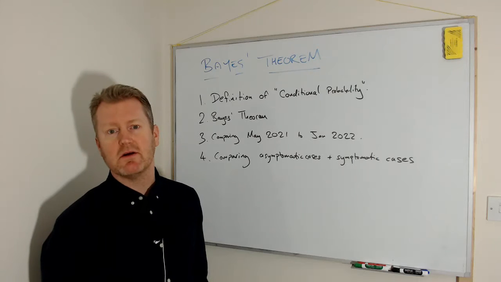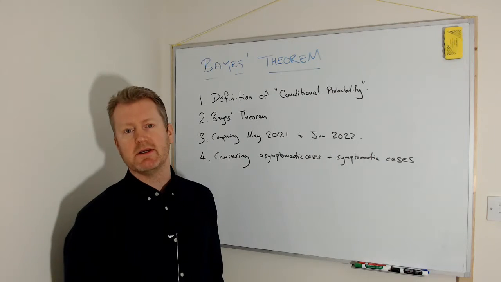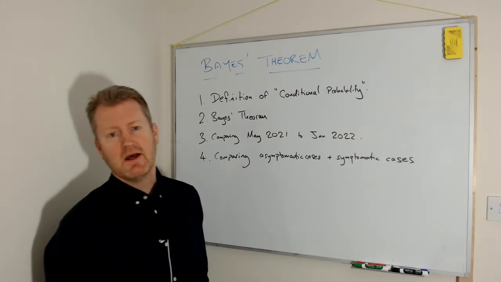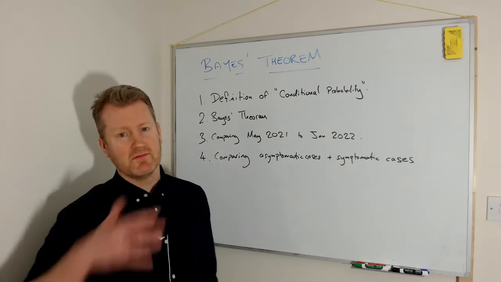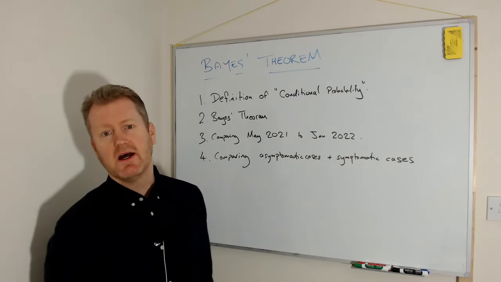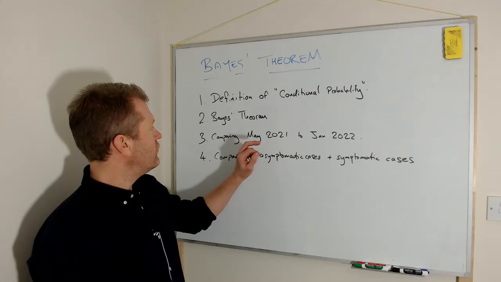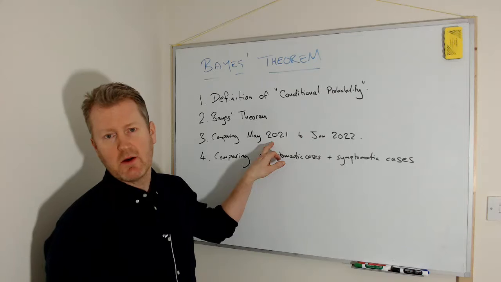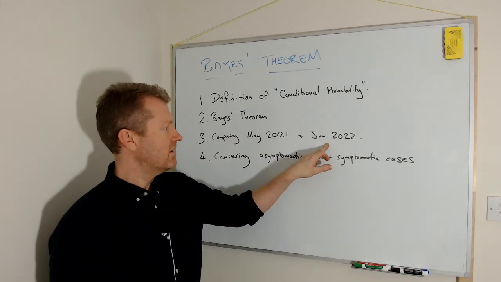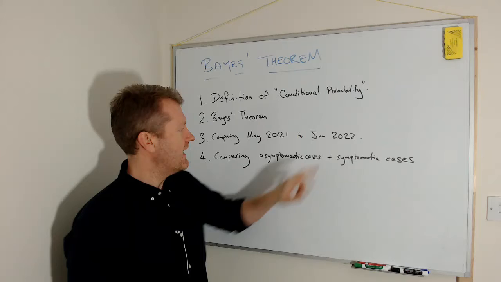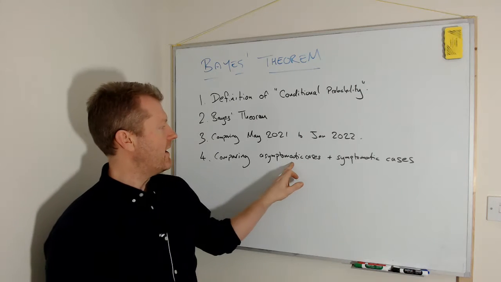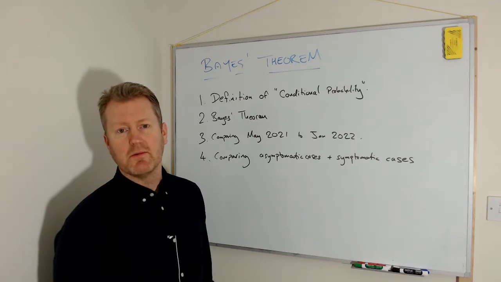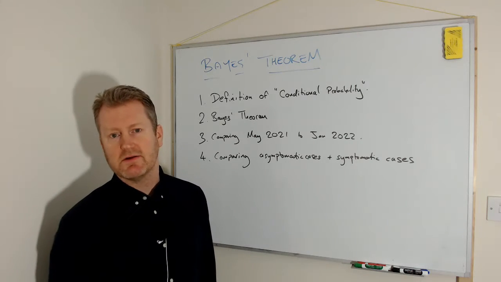Now, Bayes Theorem is a way of turning around conditional probabilities. So what does that mean? We're going to define conditional probabilities, then define Bayes Theorem, do a quick derivation of it, and then apply it to some real world figures from May, when cases were the lowest, to January, when cases are highest. There are about 200,000 daily cases now, I think. Then we're going to compare asymptomatic and symptomatic cases and see how reliable a lateral flow test would be in each of those scenarios. Okay?